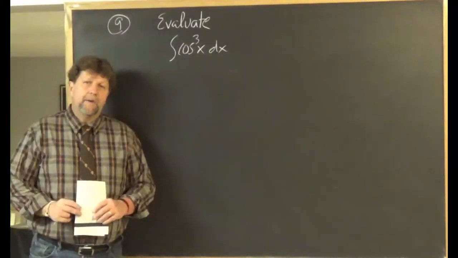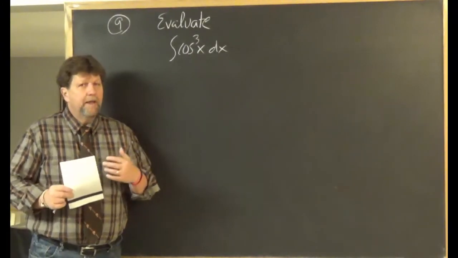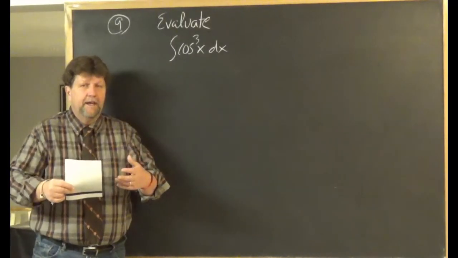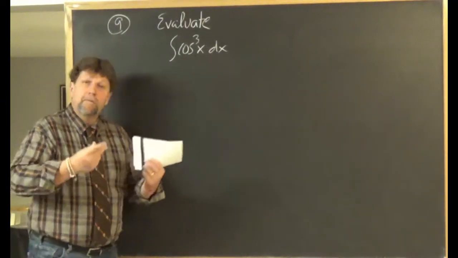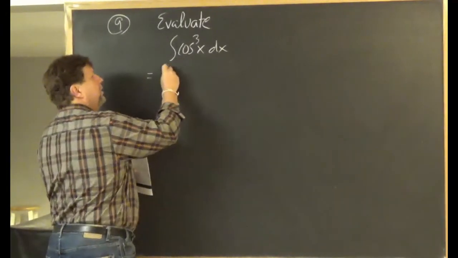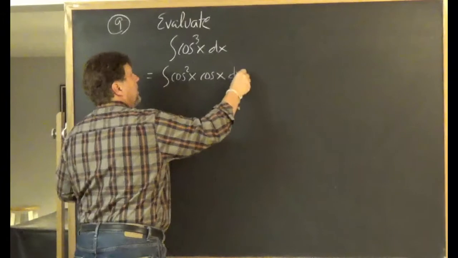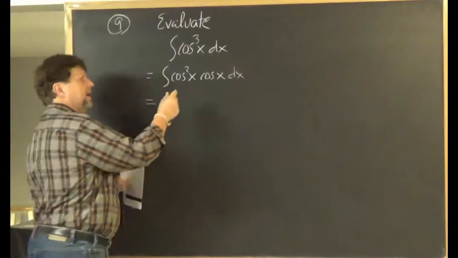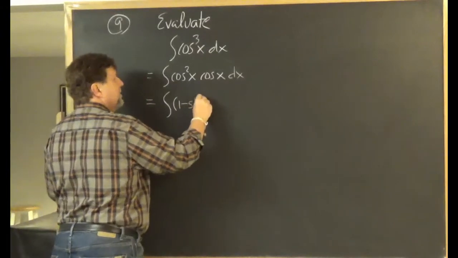Okay, number 9, you were asked to evaluate the integral of cosine cubed x dx. So again, I'm looking at the integrand, and I'm thinking, if I could only get a sine x involved in there, a u substitution should be able to help me finish the problem. So the first thing I would start off with doing is rewriting the cosine cubed x as cosine squared times cosine, because now, thanks to the Pythagorean identity, I can replace cosine squared x with 1 minus sine squared x.